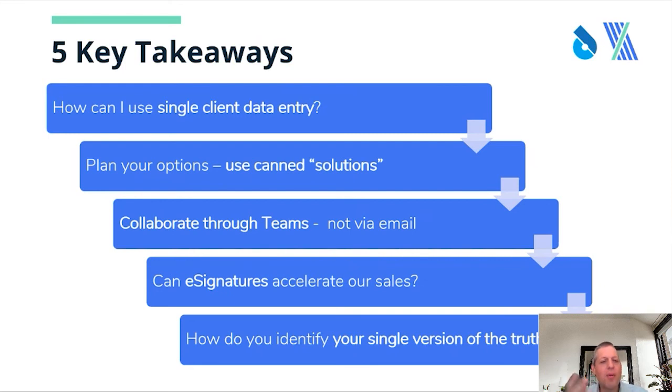Then we talked about options. So I talked about canned solutions. So what are the optional blocks of content or business rules you might want to put in creating documents if you were creating custom solutions? And the third takeaway is think how you collaborate. Collaborate through Teams, not via email. Now is not the time to be sending email attachments backwards and forwards. Start working together and have that single version of the truth.